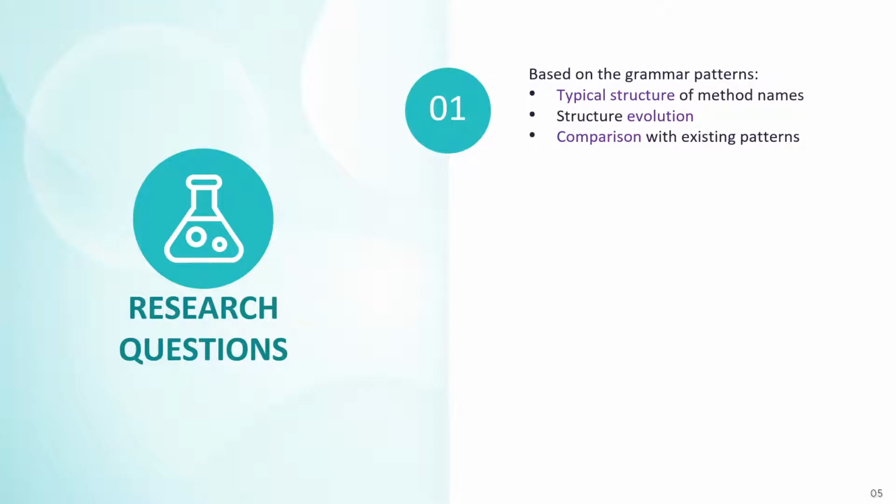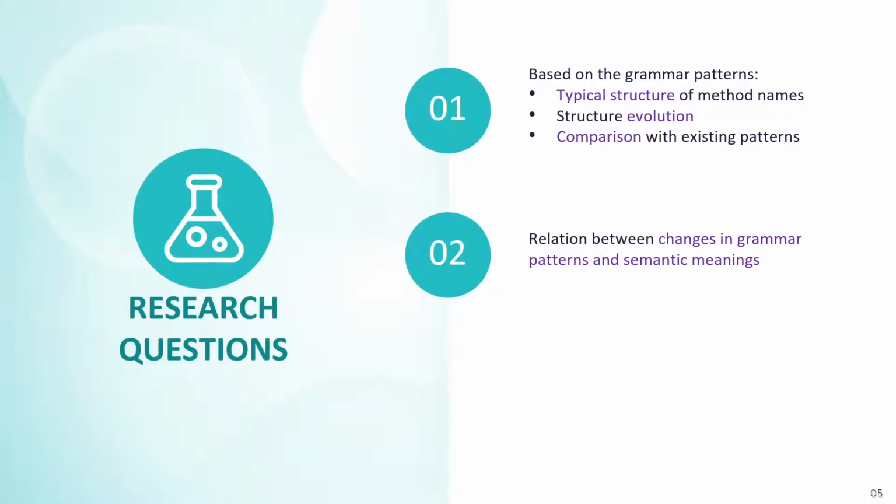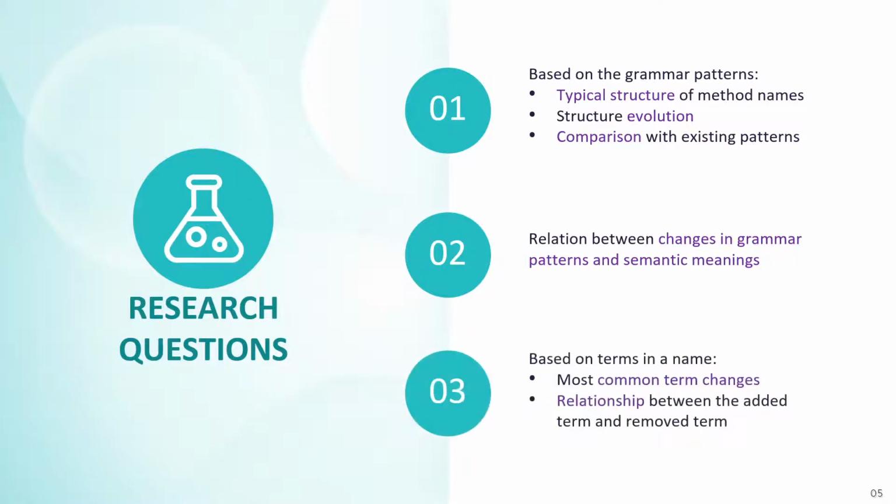The first RQ looks at the types of grammar patterns occurring in test suites. In this RQ, we compare our findings against an existing catalog of test method name patterns and production method names. RQ2 investigates the relationship between grammar patterns and changes to the semantic meaning of the method name. Finally, in RQ3, we look at the terms in a method name.